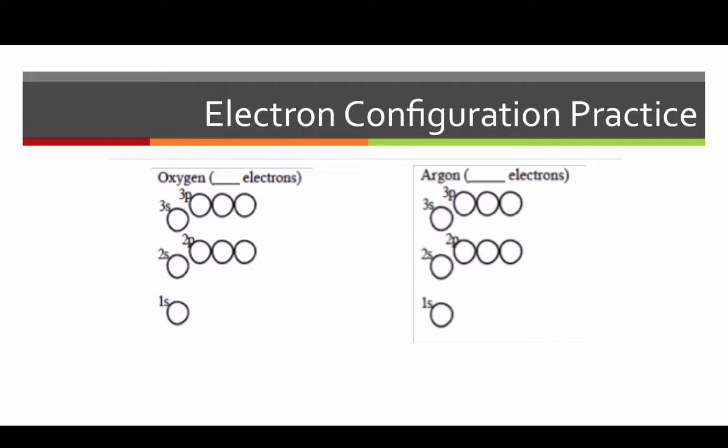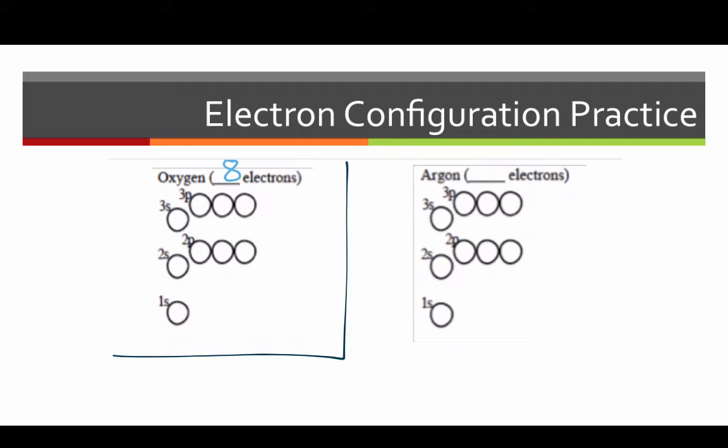Let's start to use the principles that we just talked about to determine the electron configurations for different elements. So the first one let's look at is oxygen. Let's look at oxygen over here, and then we'll look at argon. So the first thing we have to do when we're deciding the electron configurations for these elements is determining how many electrons they have. So oxygen is going to be neutral, so I can look at my periodic table, and I can see that the atomic number for oxygen is 8, so it's going to have 8 electrons.